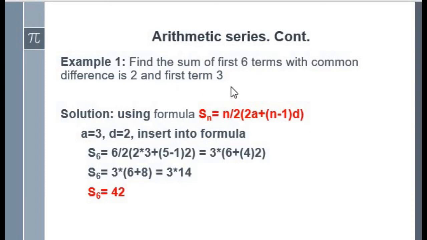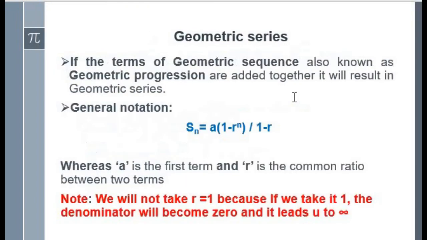First example: find the sum of the first six terms with common difference 2 and first term 3. So a in this case is 3 and d is the common difference, which is 2. We'll insert these values into this expression, and by computing it we will get 42, which is the sixth term in the arithmetic series.